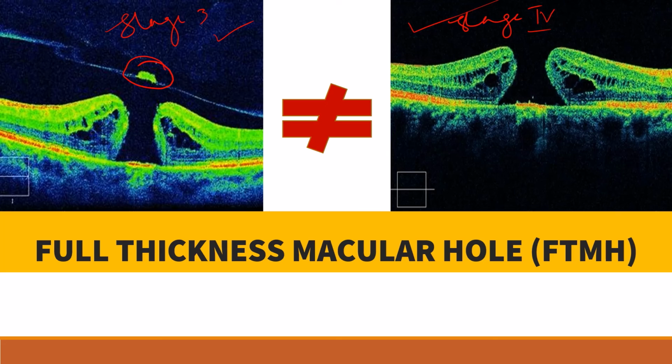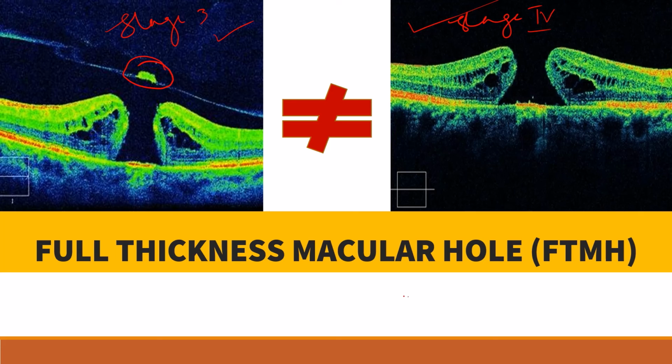That means the posterior hyaloid has got separated even from the optic disc, and that is why you do not see any operculum hanging even on the OCT. However, if you want to confirm whether it is stage 3 or stage 4, you have to see the presence of a Weiss ring on fundus examination, right?